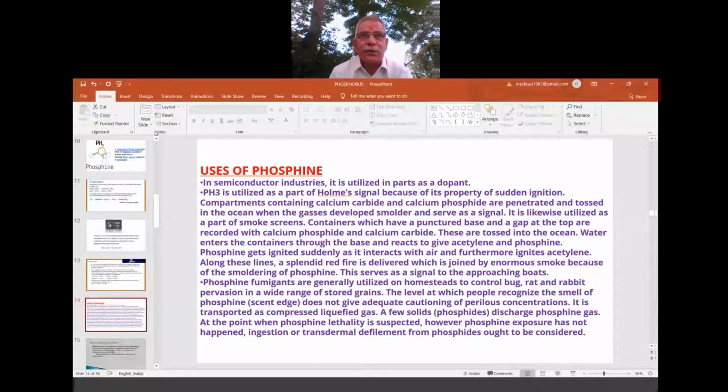What is the configuration of nitrogen? It is 1s2, 2s2, 2p3. So three unpaired electrons are there in three different orbitals. These three unpaired electrons are very much useful. So they are doped, meaning mixed with other categories in making semiconductors.